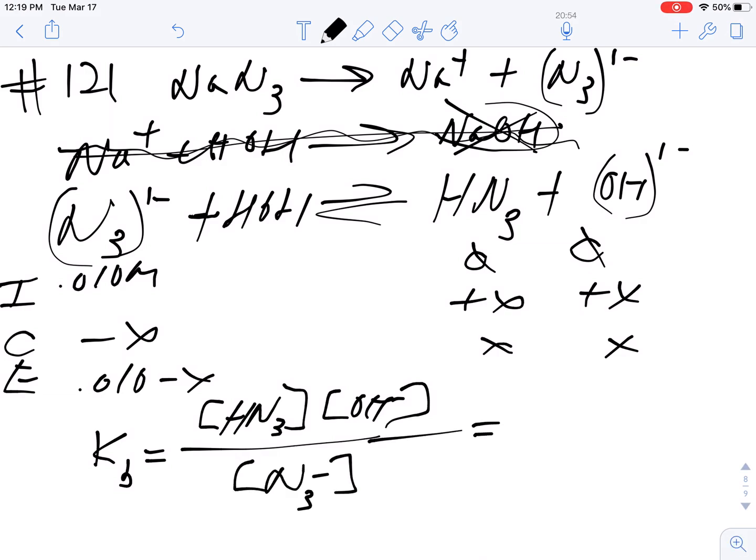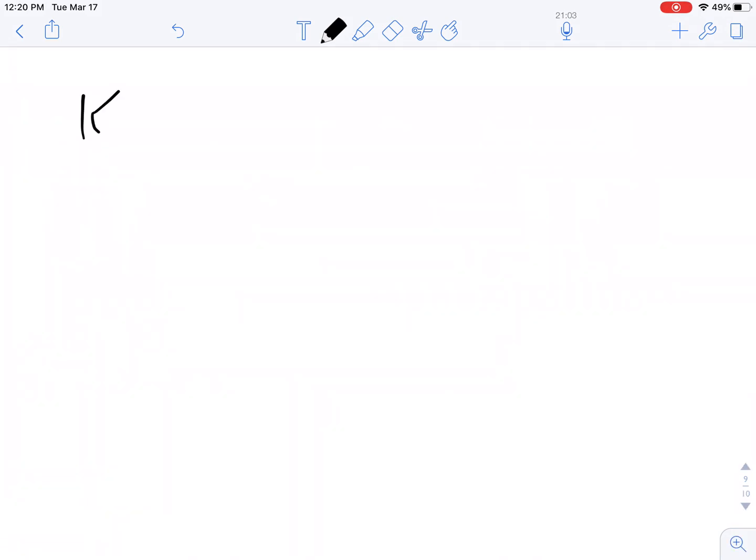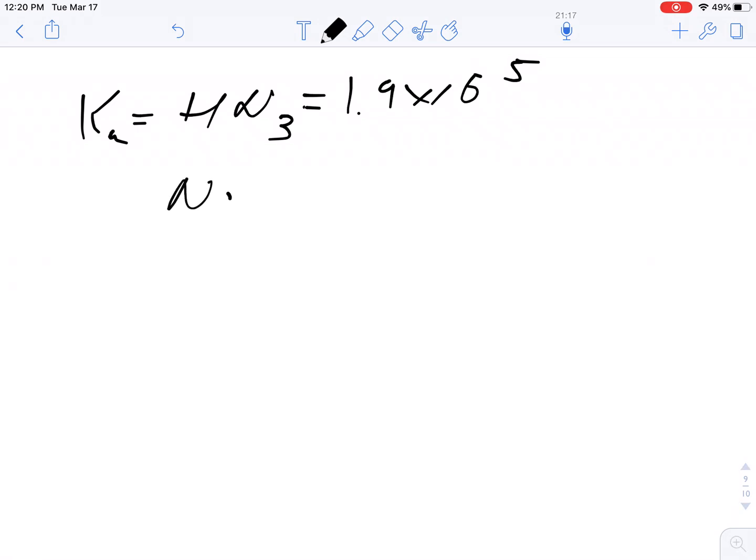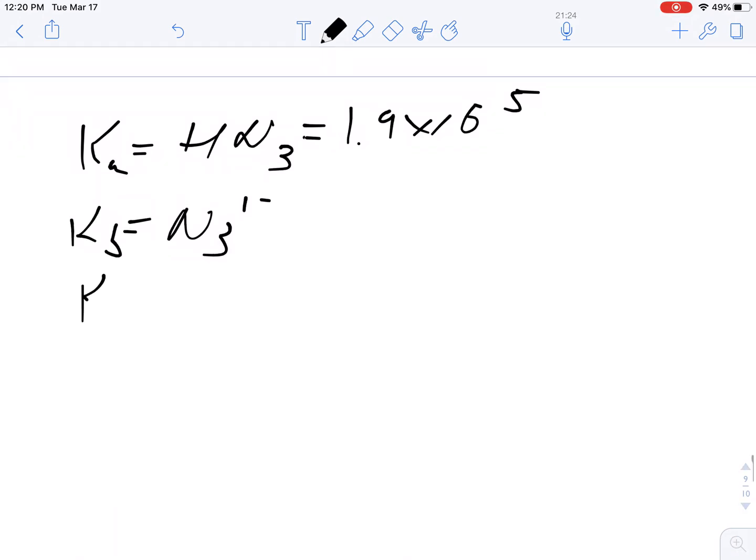Now, where am I going to get that Kb from? Did they give it to us? No, they did not. They gave us the Ka of the HN3. So I'm going to have to calculate my Kb from this. This is 1.9 times 10 to the negative fifth. Therefore, the Kb of this, we're going to calculate from Ka times Kb is equal to Kw.